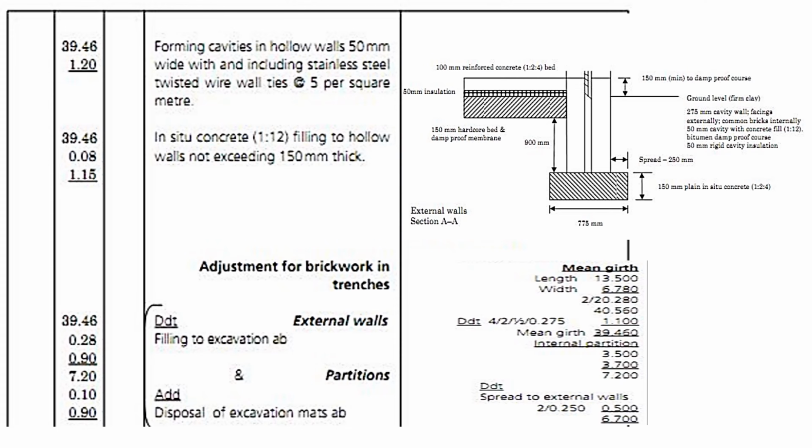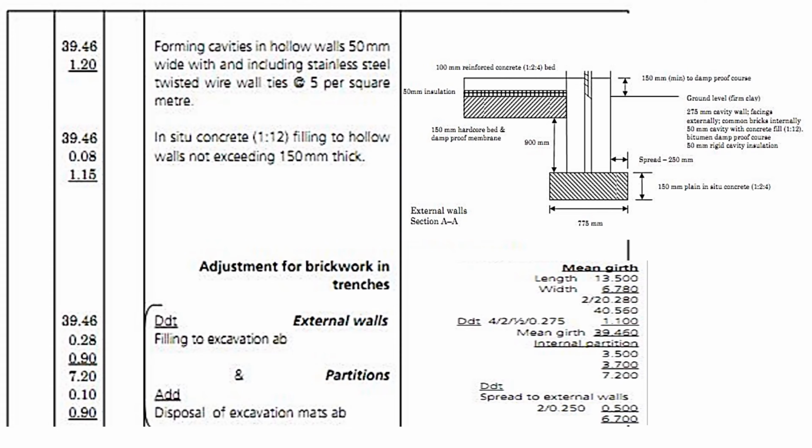in terms of area. And when we are doing area, we will take the center line, then we shall multiply by the height of the wall. The height of the wall is 1.2. Then we shall go to in situ concrete, ratio 1 is to 12, filling to hollow walls not exceeding 150 millimeters thick. The concrete, we shall measure it in terms of volume. And actually here we have a controversy.